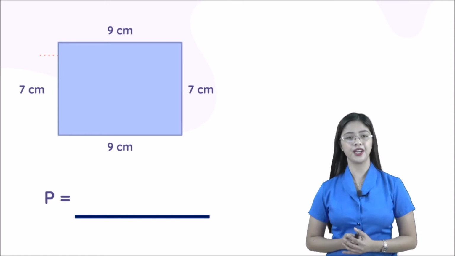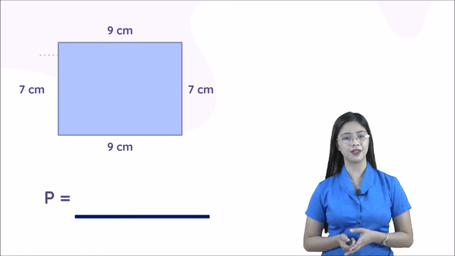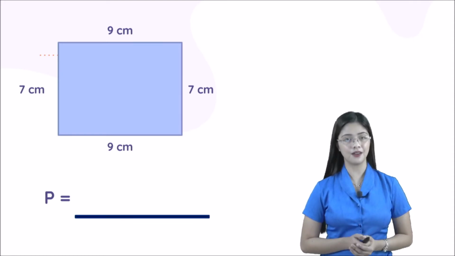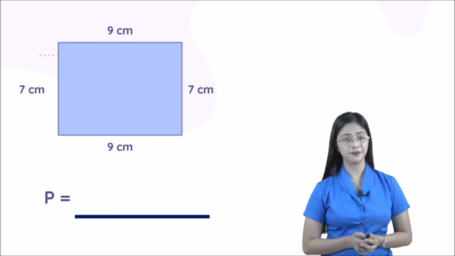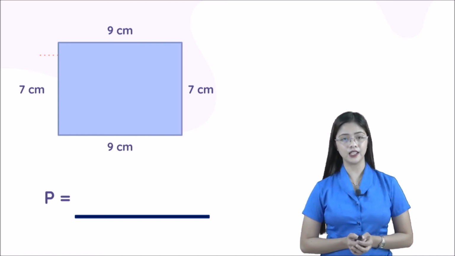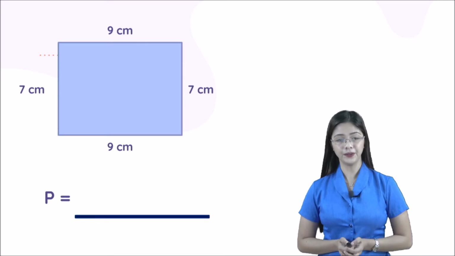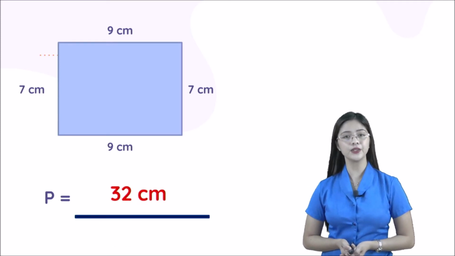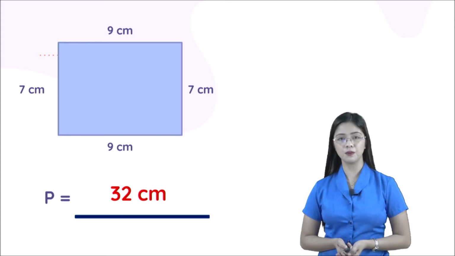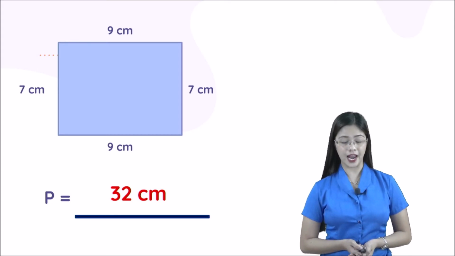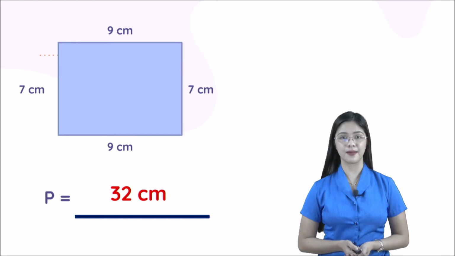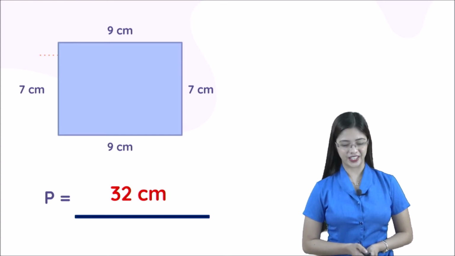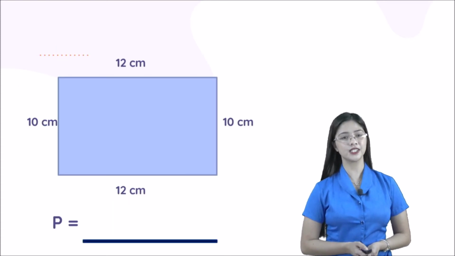So we have here 9 plus 7 plus 9 plus 7. So what is the answer? Kindly add it using your paper. So the correct answer is 32 centimeter. Can you please double check your book if your answer is correct or the same as mine? Very good. So let's proceed to the second one.